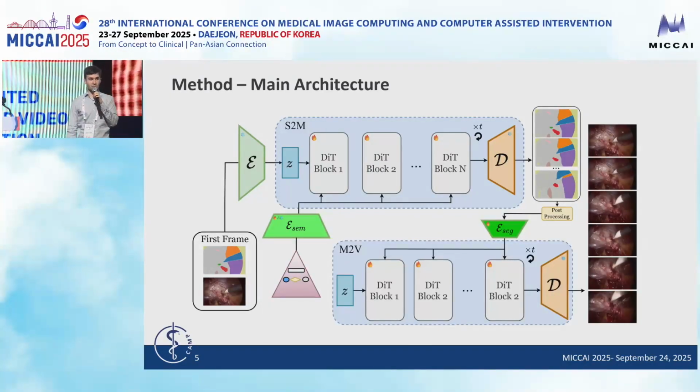Then we have a second stage model called map to video, which is able to bridge the gap between segmentation map space and video space. It's still a latent video diffusion model, but trained on this other task.